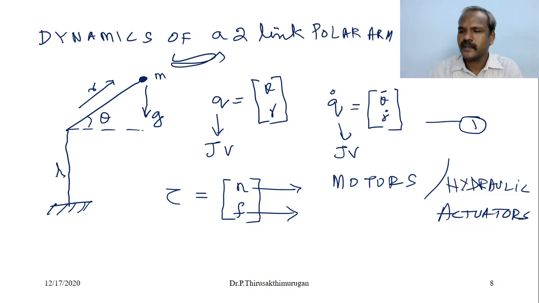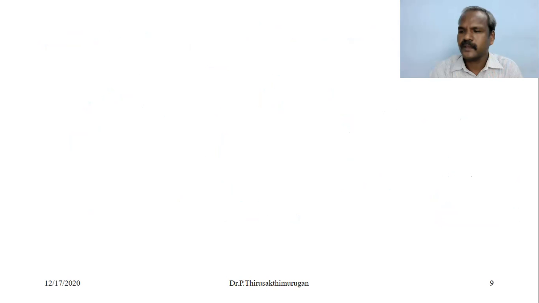We must now compute the variables required for the Lagrangian equation. What are the quantities? First is part A. In part A we have to compute kinetic energy and potential energy. The total kinetic energy is due to the angular motion theta dot and the linear motion r dot.